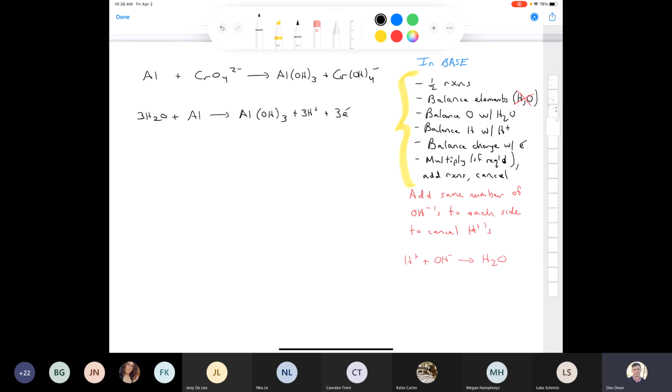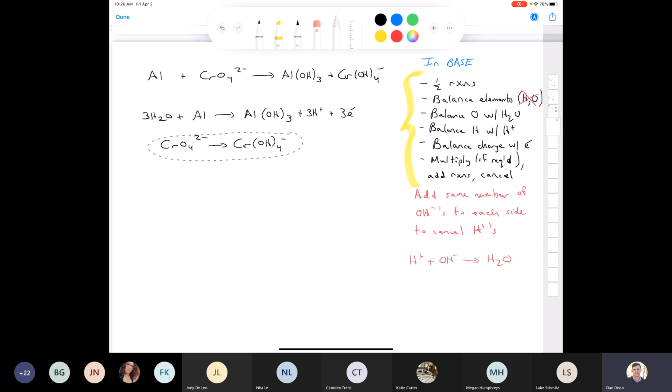Let's do the same thing with the reduction. We have our CrO4 2-, which gives you this chromium hydroxide. I'm going to move it over a little bit to make sure I have enough room here. So the chromiums are balanced. We have 4 oxygens on each side, so we don't need to add any water. But on this side, I have 4 hydrogens, and on the other side, I have 0 hydrogens. So now I need to put 4 protons over here.